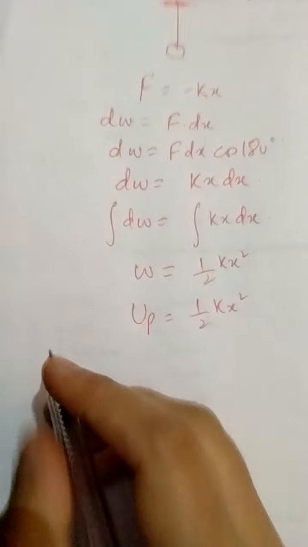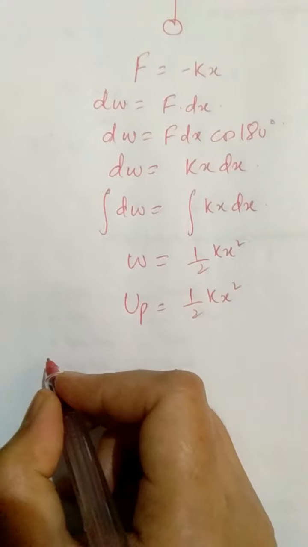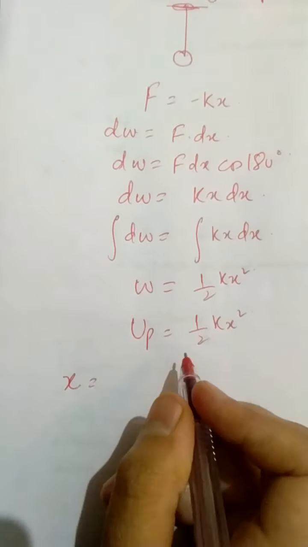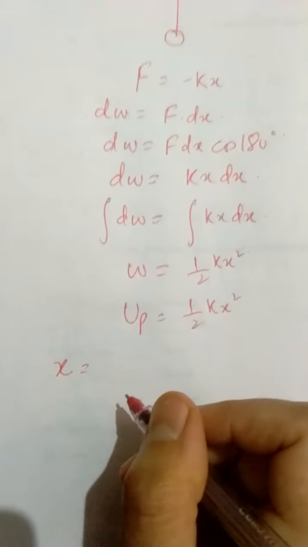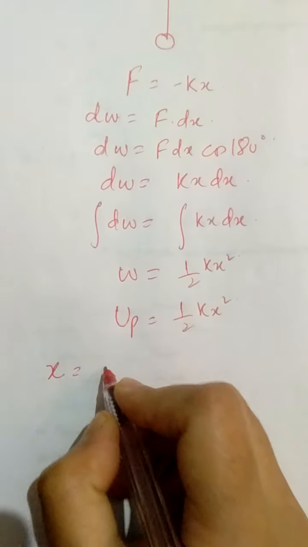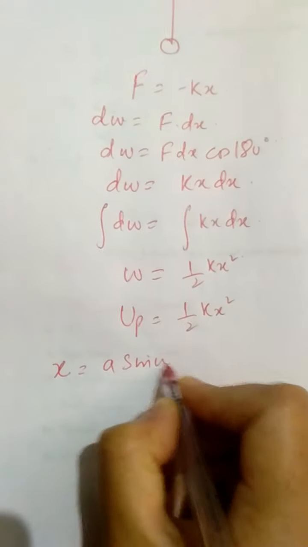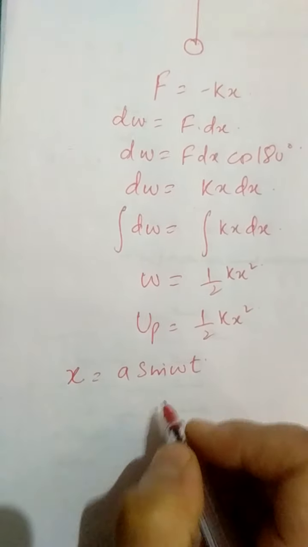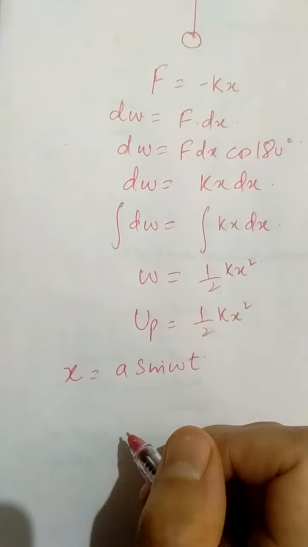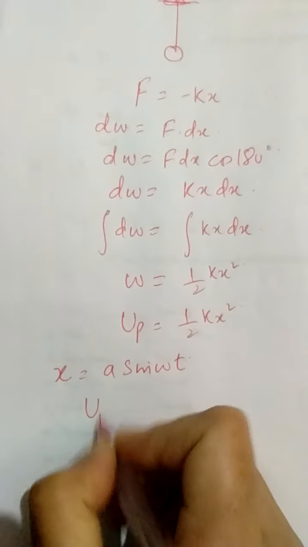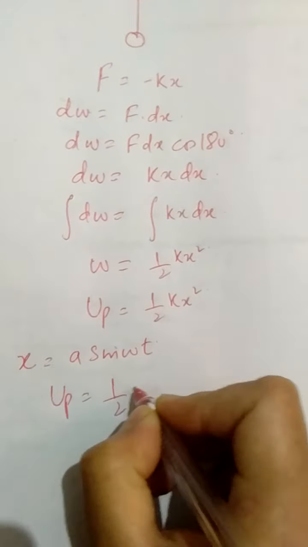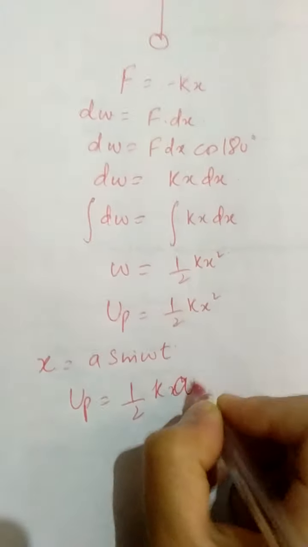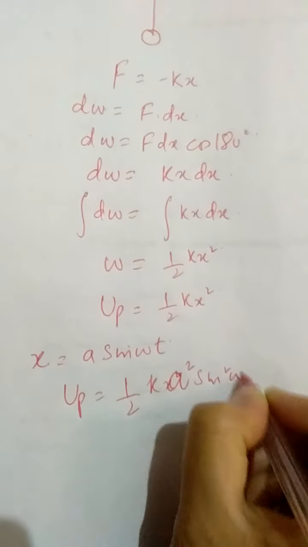But in a more appropriate manner, you can choose to write the value of x. And what is x? How do we define displacement in terms of simple harmonic motion? You have already done that. It is written as a sine omega t. It is represented by a sine function or a cosine function. So x is a sine omega t. Once you substitute that, UP is half of kx square. For x, you are now writing a square sine square omega t.